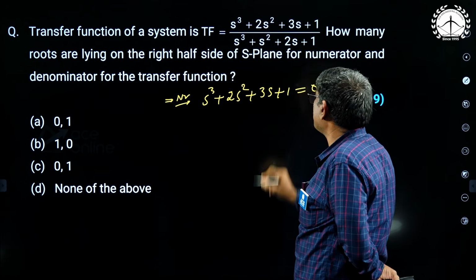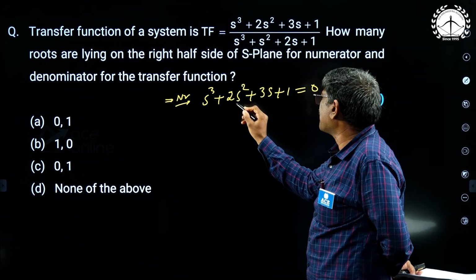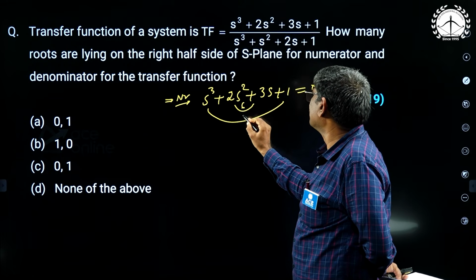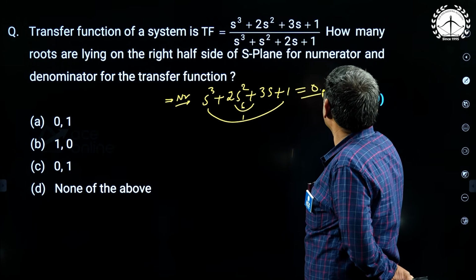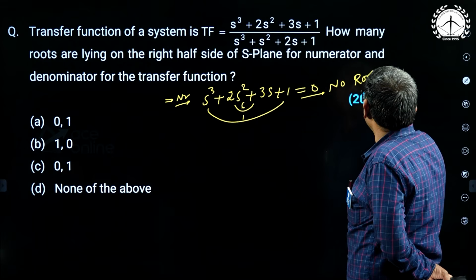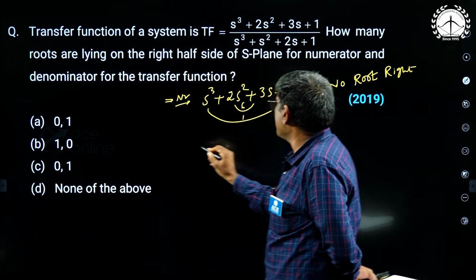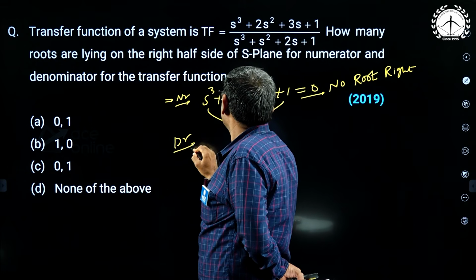I told it simply. What did I tell? Internal product greater than external means stable, no pole in the right. 6, 1 greater means no root in the right. Stable means no root in the right. Simply check the denominator also. So s cube.